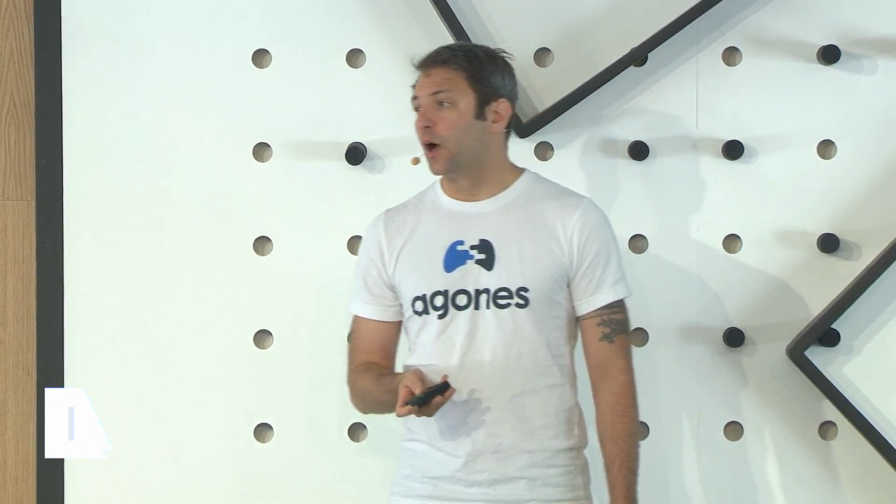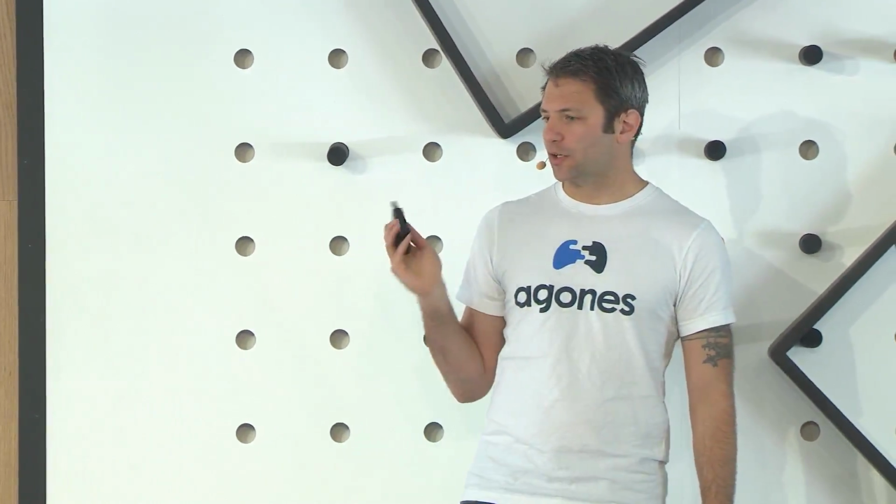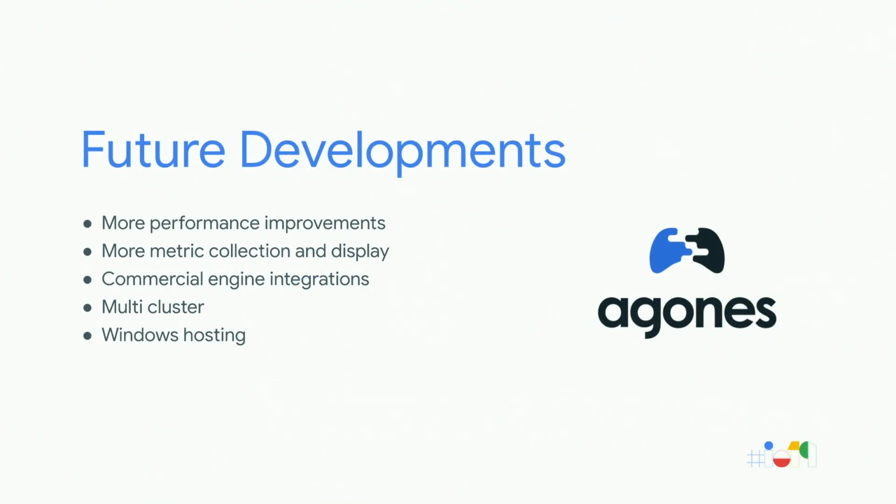On top of that, both of these projects have pretty solid roadmaps. Agones is still technically alpha. We are slated to go 1.0 at some point this year. Yes, that is a broad statement. I'm very happy with broad statements. You'll see a lot of things coming. More performance improvements. We've already done a whole bunch of performance work, and we've made it drastically more performant than it was before. More metrics as well.